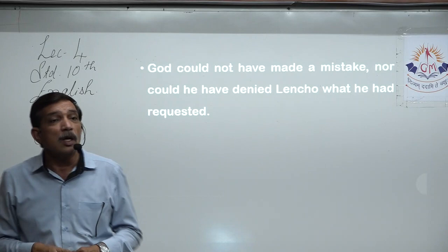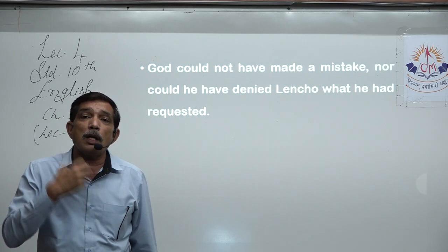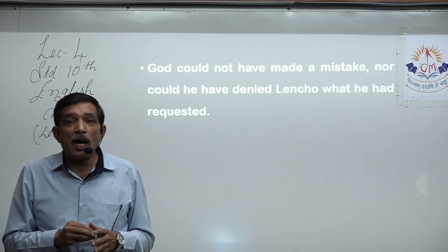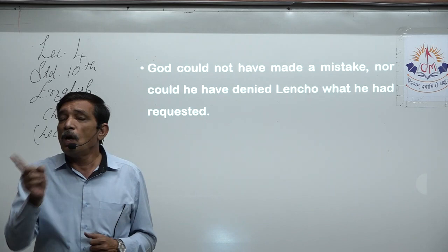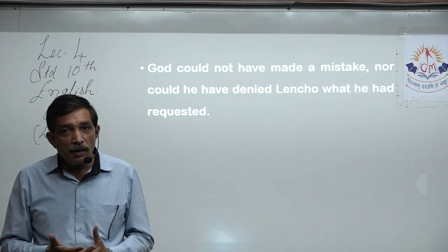So God could not have made a mistake, nor could he have denied Lancho what he had requested. He was a sincere, firm believer in God. He trusted God. He prayed to God. He completely believed in God. So if he asked something for the first time, God give me 100 pesos, God is not going to deny. What is 100 pesos for God? God is the master of the whole universe, he would have 100 pesos. Right? So Lencho cannot believe that God will not have sufficient money to give him.